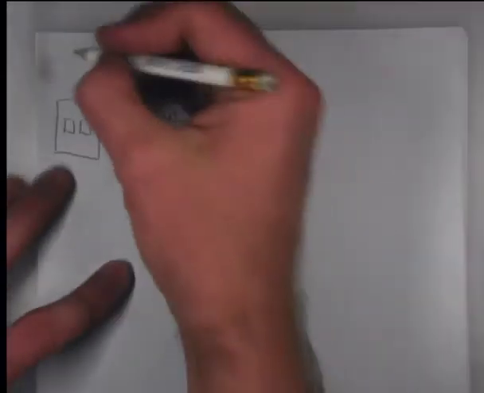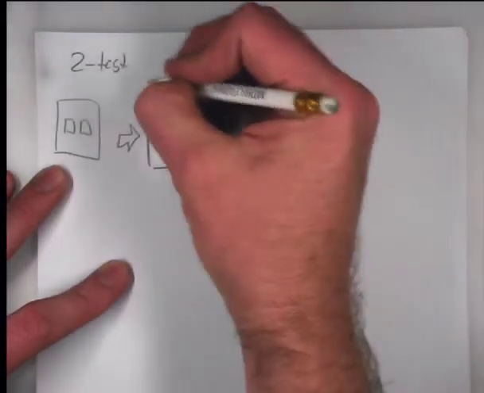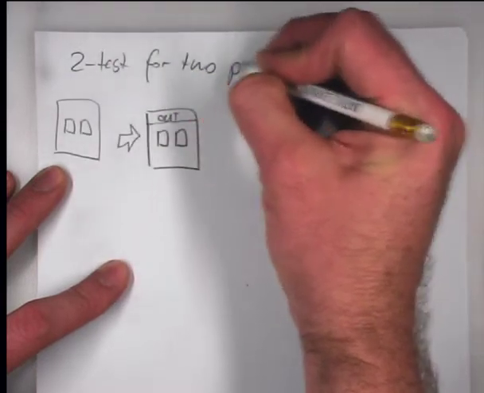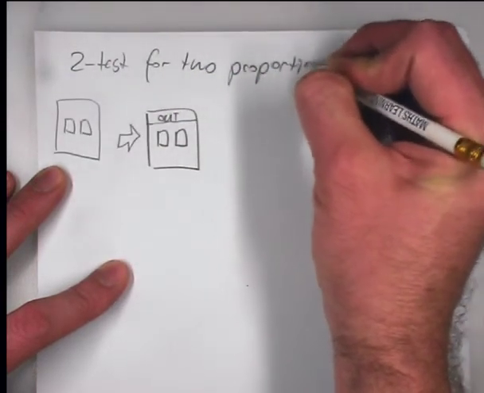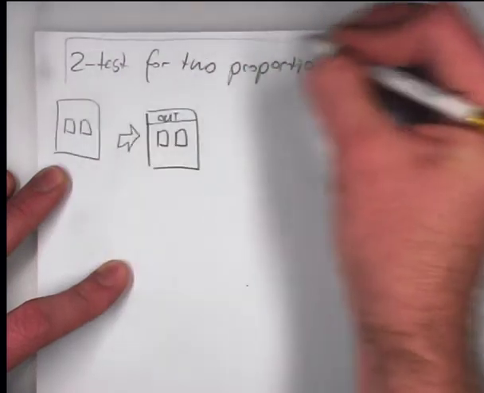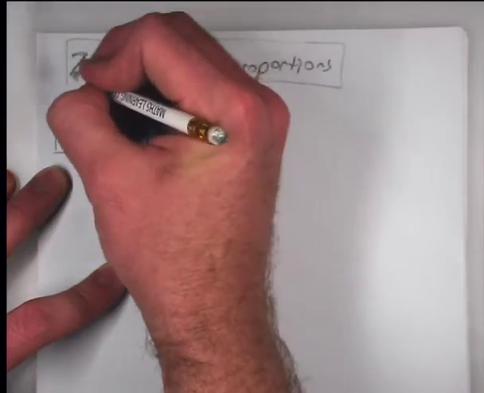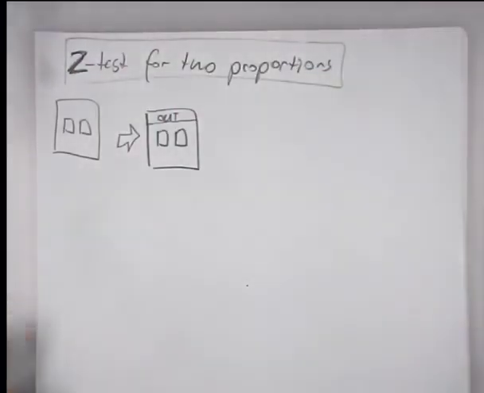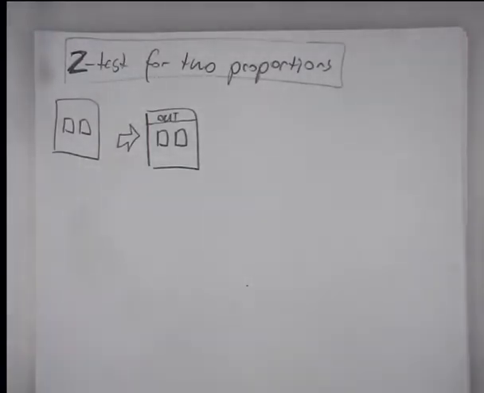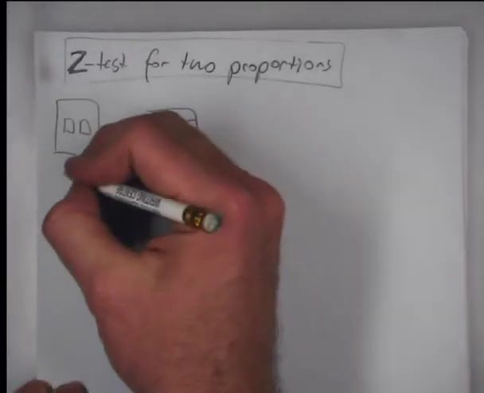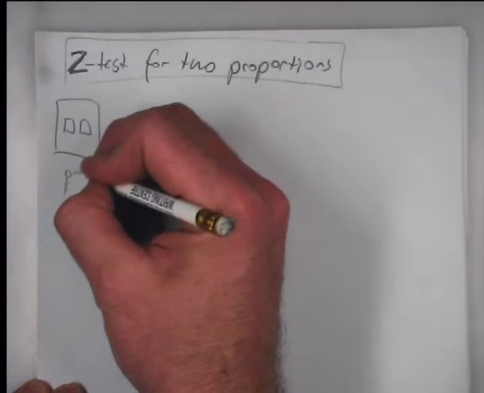Okay? So this is the Z for two proportions. That's not it, that's a Z. Okay? So, all right. And it is worthy of mention that technically we still have two separate groups.